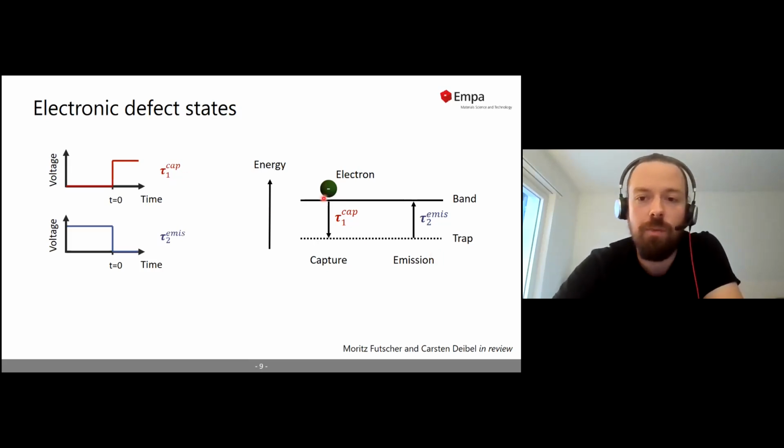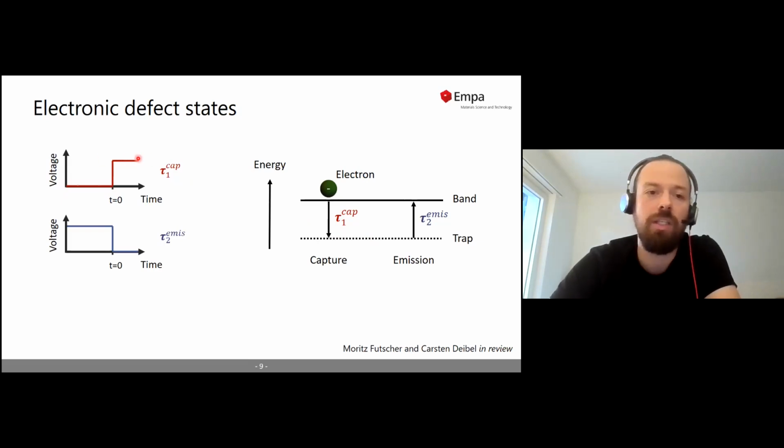To measure this capture time constant, we would leave the cell at 0 volt for a long time, or we could also apply a negative bias if we want. And then we apply a forward bias. That would mean that we reduce the depletion width, and if we have any traps within the material, we would fill all of these traps. And that would be now this capture coefficient.